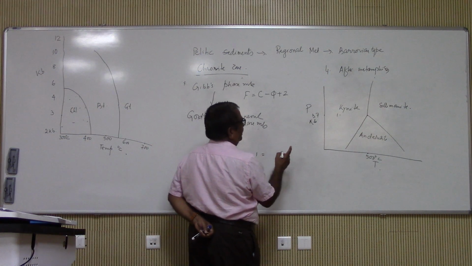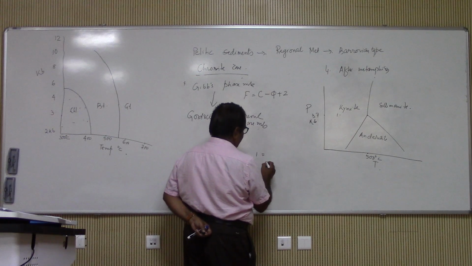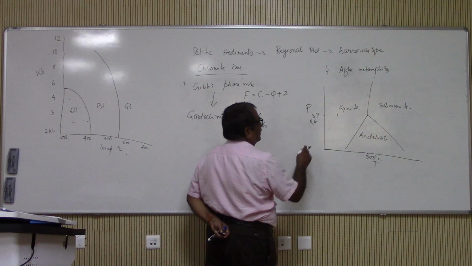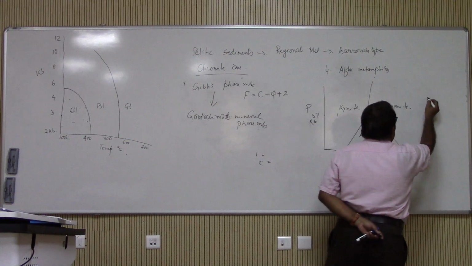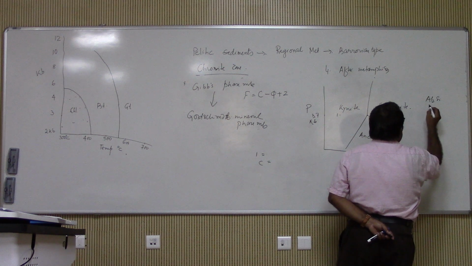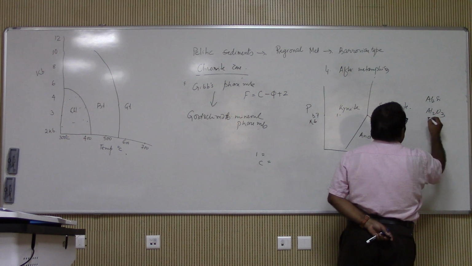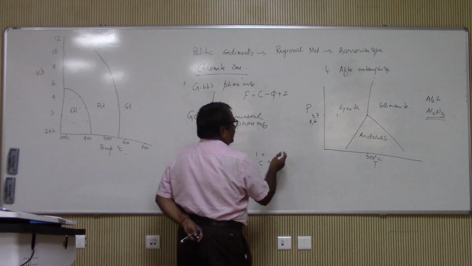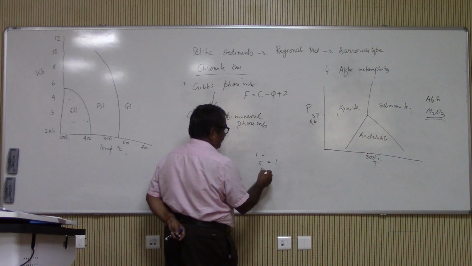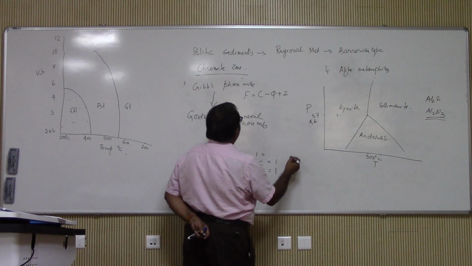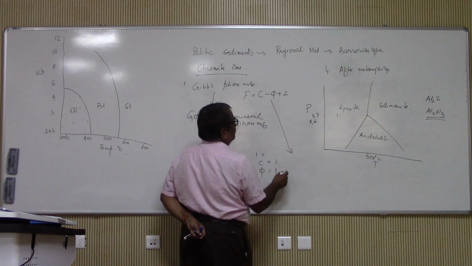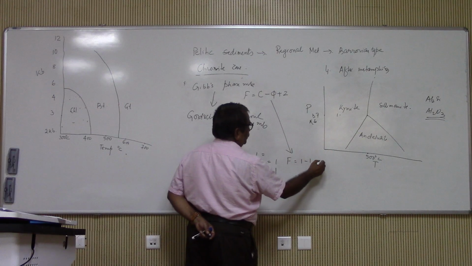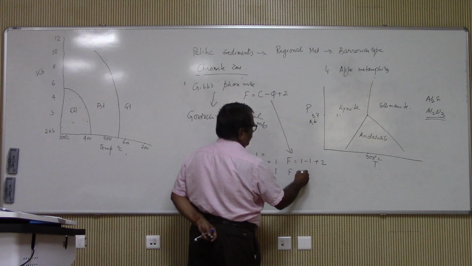how many phases are there? One phase. First start with component. Component is how many? These 3, they are all aluminum silicate, no? So it has only one component. So component is 1. Here how many phases are there? Phases 1. So you apply this equation. What is the degree of freedom now? 1 minus 1 plus 2. So F is equal to 2.